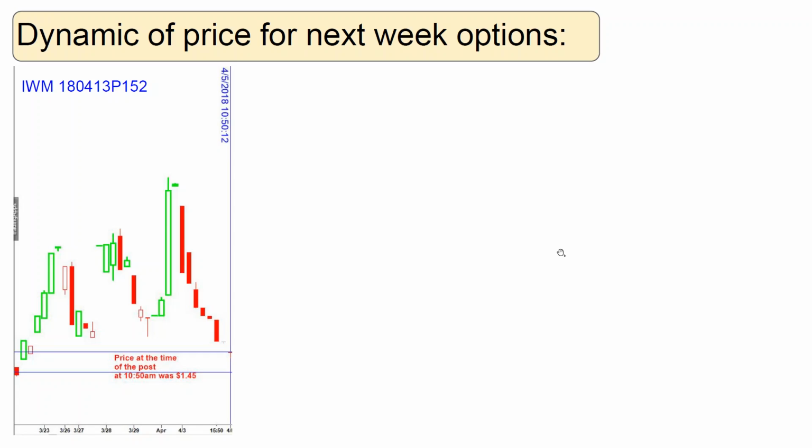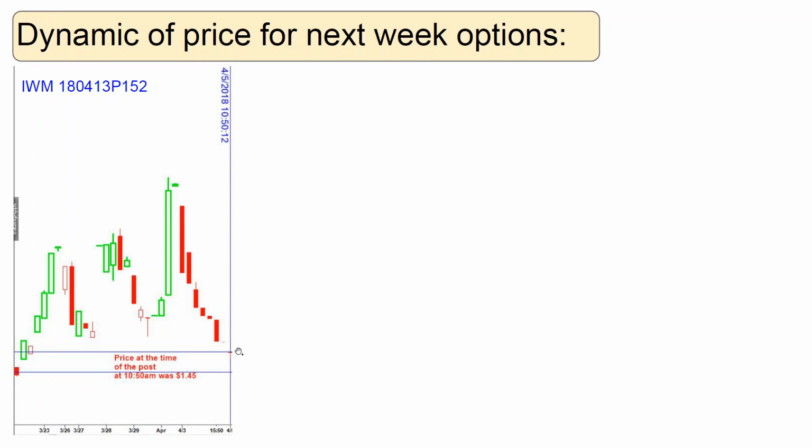Okay, let's look at another example. The same timing, but now we are talking about another option, one that would expire the next Friday, April 13th, with the same strike of 152. At the time of the post, the price was $1.45. And you see, same strike, but because the expiration date was 1 week away, option dealers valued that option much higher. Basically, it was triple the price of the weekly option, because the probability of a decline within a week was much higher than within the last 24 hours of the weekly option.